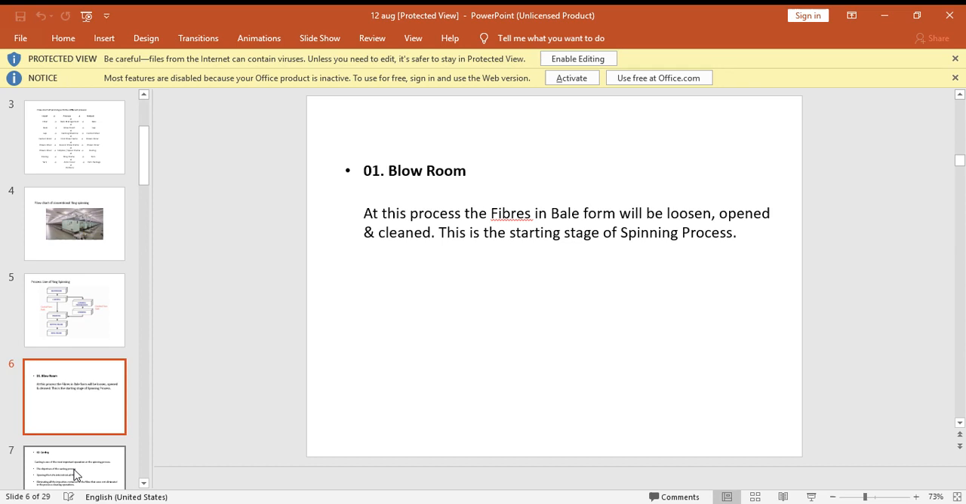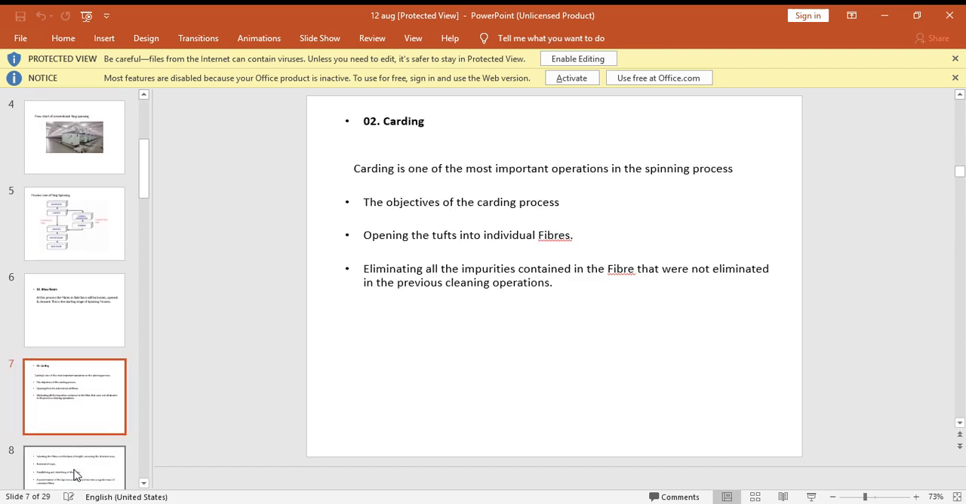Then blow room. At this process, the fibers in bale form will be loosened, opened, and cleaned. This is the starting stage of the spinning process.